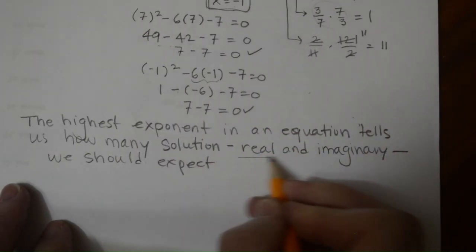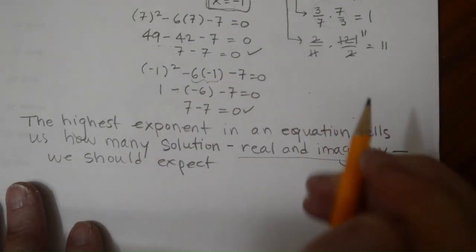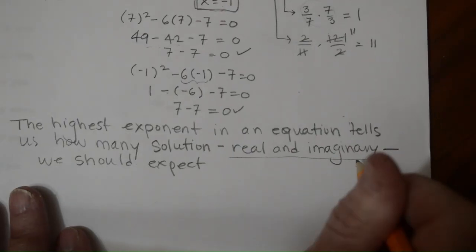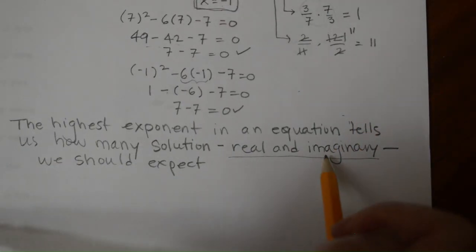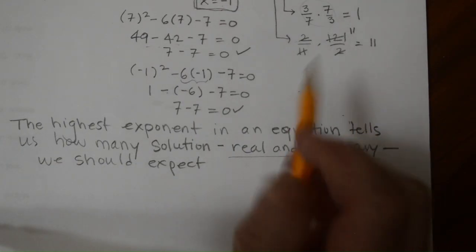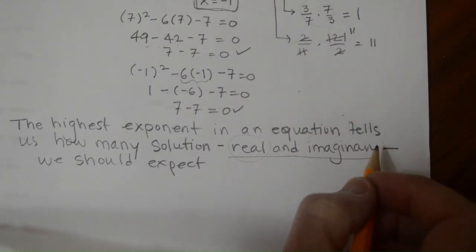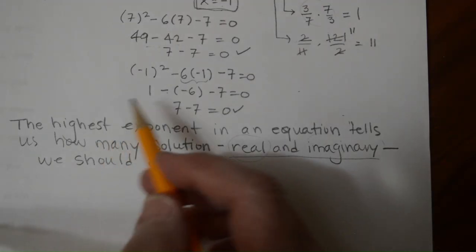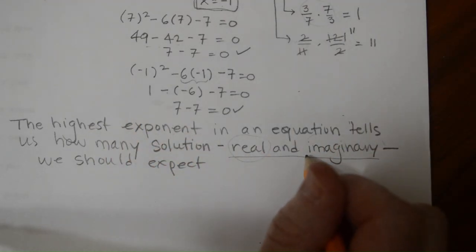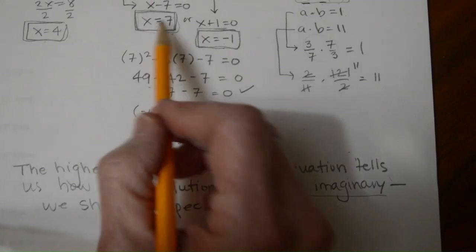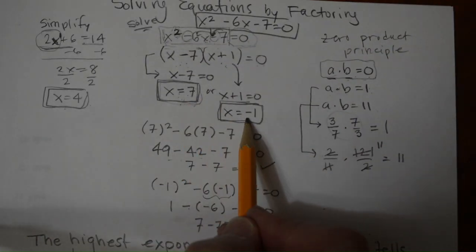All right, now let's talk about this. For right now, we only know about real numbers. You've heard about imaginary. We just kind of say that we're going to talk about them next year. But the number of solutions could be some combination of real and imaginary, and that highest exponent is going to tell us how many. So here we had 2 real solutions, 7 and -1.